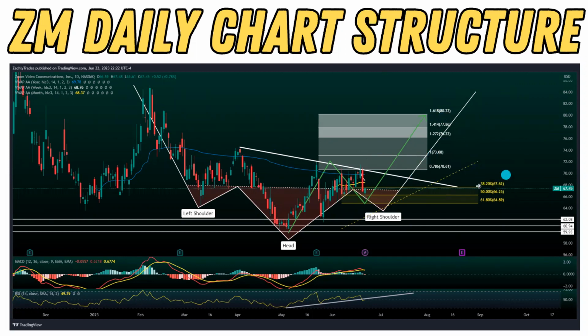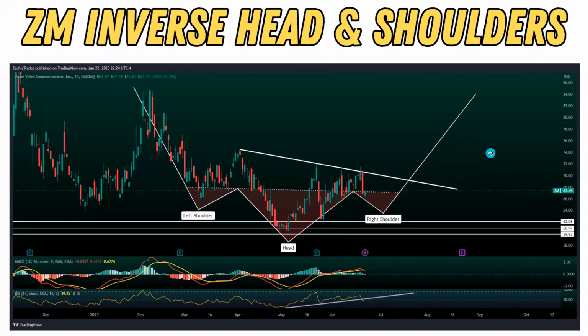Now, the key levels of support we need to hold are 67.62, 66.25, and 64.89, and we could potentially get that nice structure to the upside. This is what it looks like, just the inverse head and shoulders. You can see we have a left shoulder here, we have a head, and we're in that right shoulder territory. So if we consolidate a little bit more through this range, really about $65 to $68, that's going to set up and complete that right shoulder, and we'd be looking to break this neckline to get that larger move up.